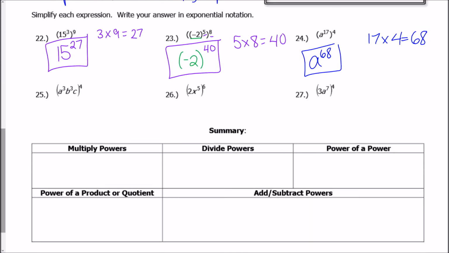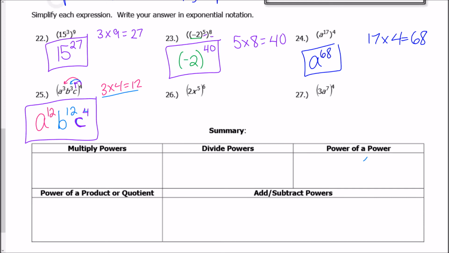Okay. In number 25, we have a to the power of 3, b to the power of 3, and c to the power of 1. And what we're going to do is raise each one of these to this power right here. Okay, so for a, I'm going to do a to the power of 3 times 4, which gives me 12. So it's a to the power of 12. For b here, I've got b to the power of 12 because 3 times 4 is also 12. And then for c, I get c to the power of 4 because 1 times 4 is 4. And that's my answer for number 25.